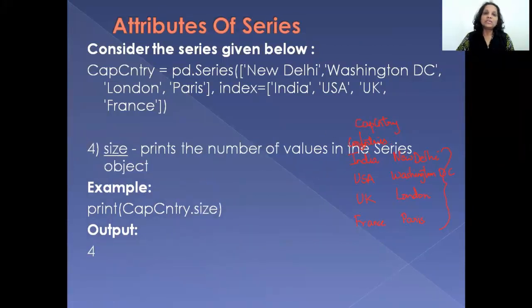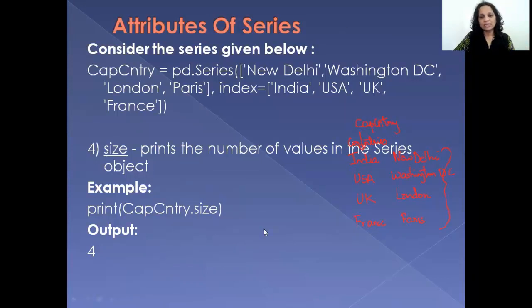The fourth property is called the size property. Now, what does the size property do? It's just going to tell you how many elements, how many values you have stored in your data series. So in this example, I have New Delhi, Washington, DC, London, and Paris. So these are the 4 values that I'm storing in a data series. You can see in the output, we have got the answer as 4.